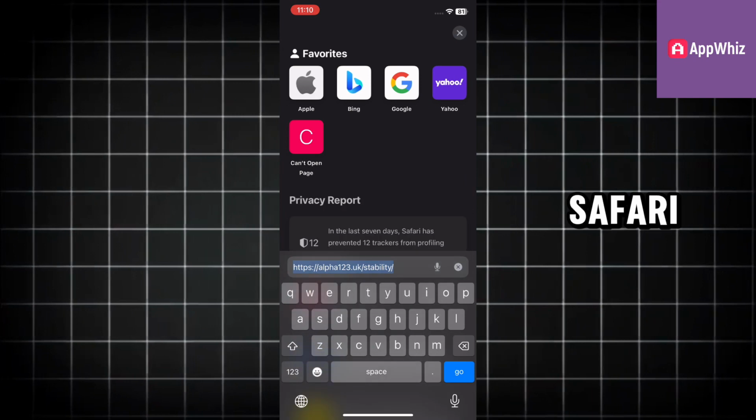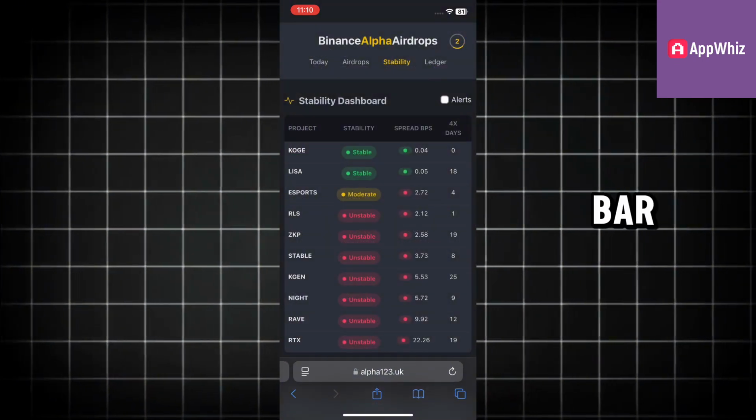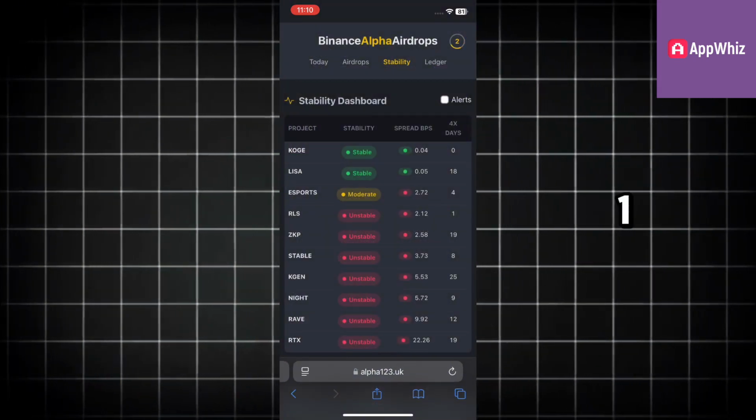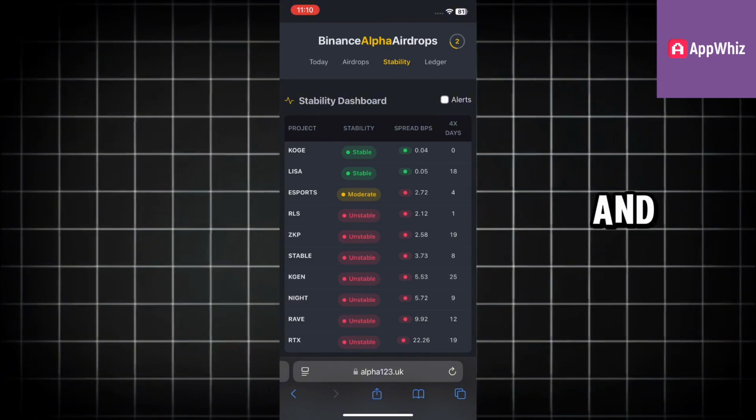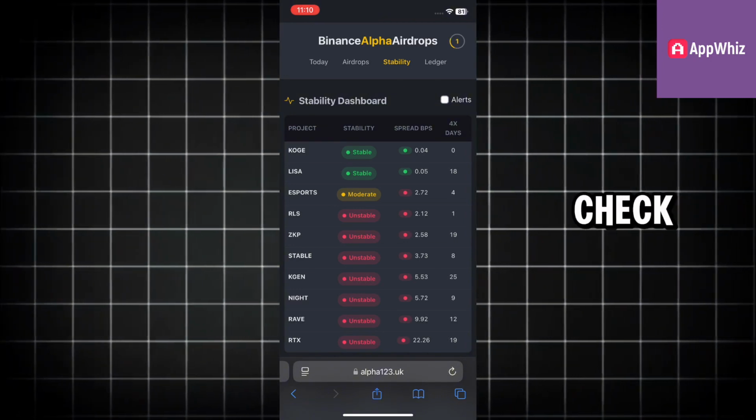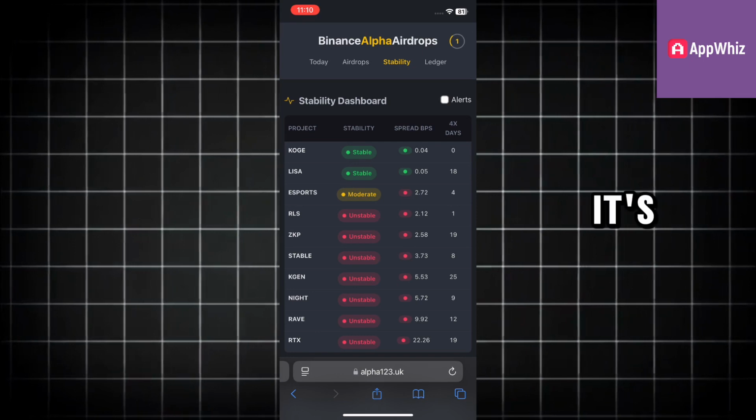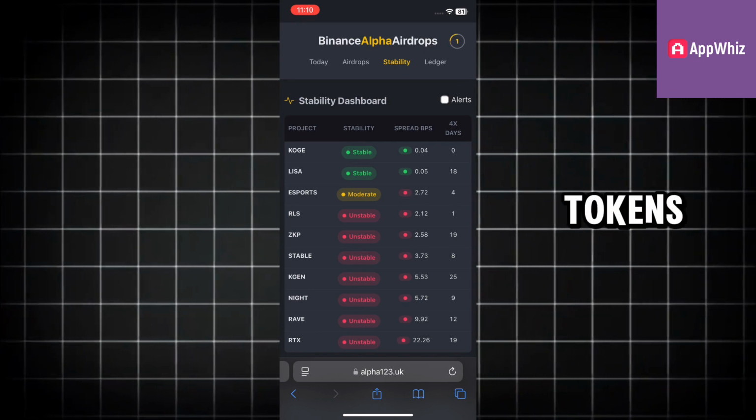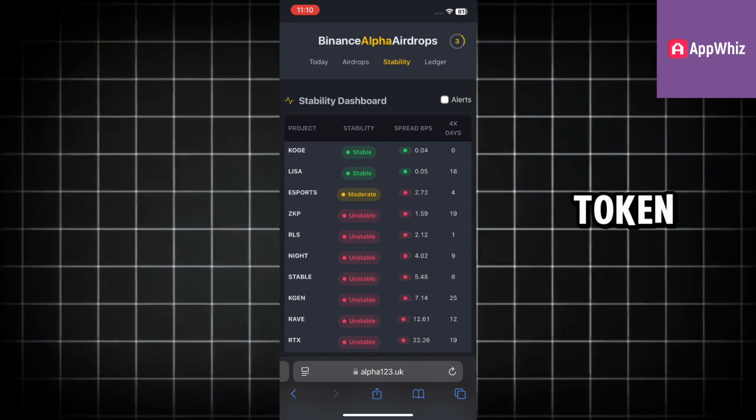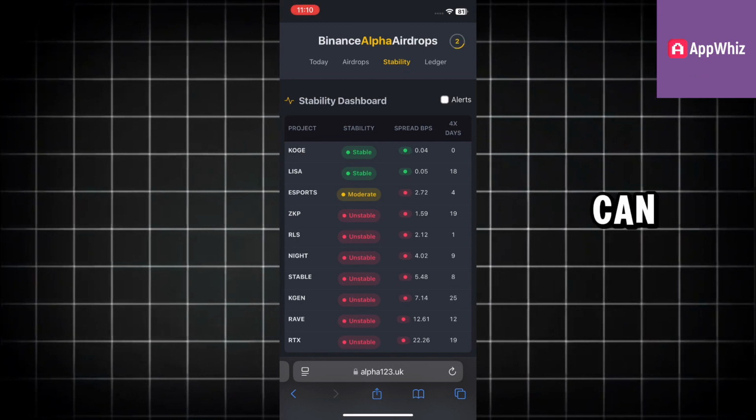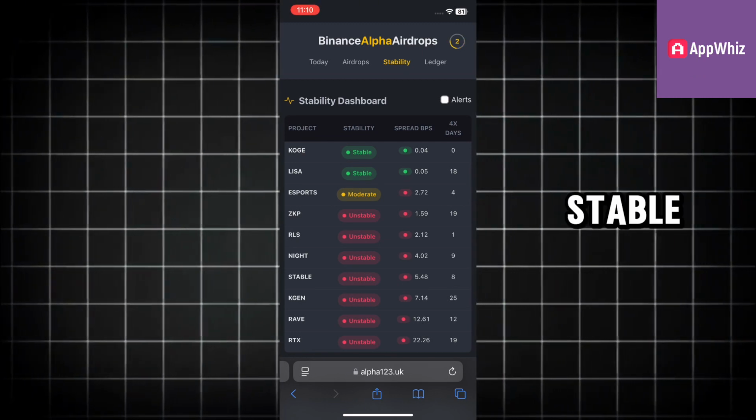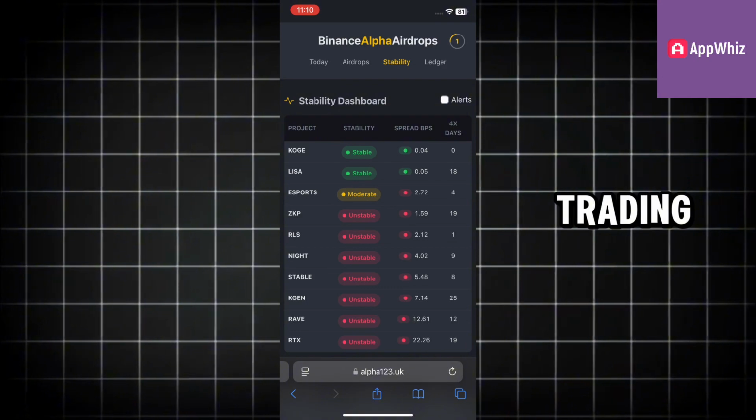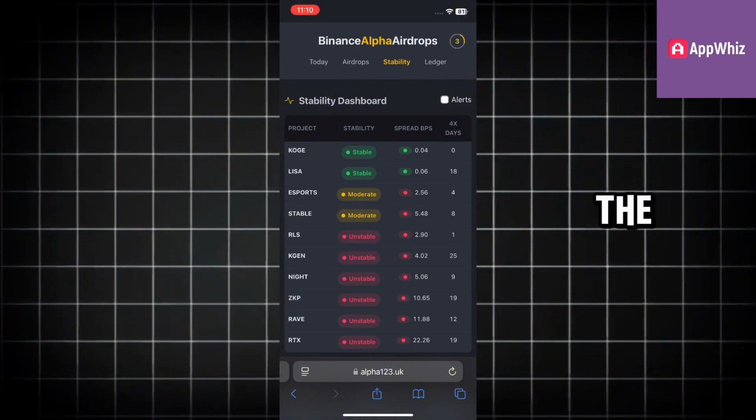First of all, open Safari on your phone. In the search bar, type the website alpha123.uk and open it. On this website, you can check the stability of different tokens. It's very important to trade only stable tokens to reduce risk. Now look for a token that is marked as stable. As you can see, Lisa is currently stable, so this is a good option for trading. Once you've confirmed that, you can move on to the next step.